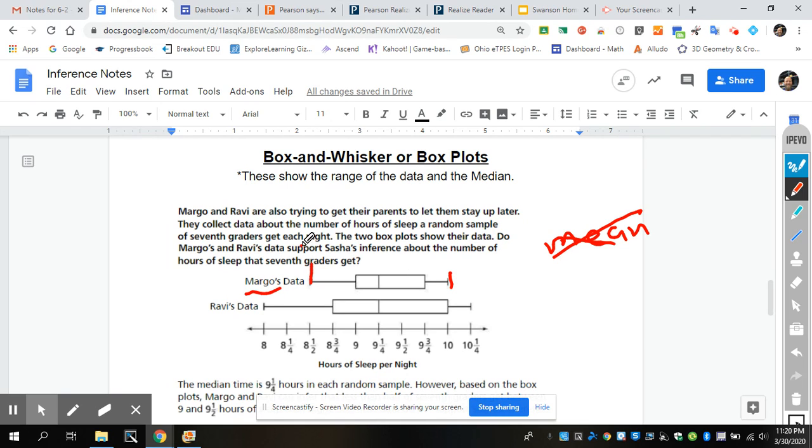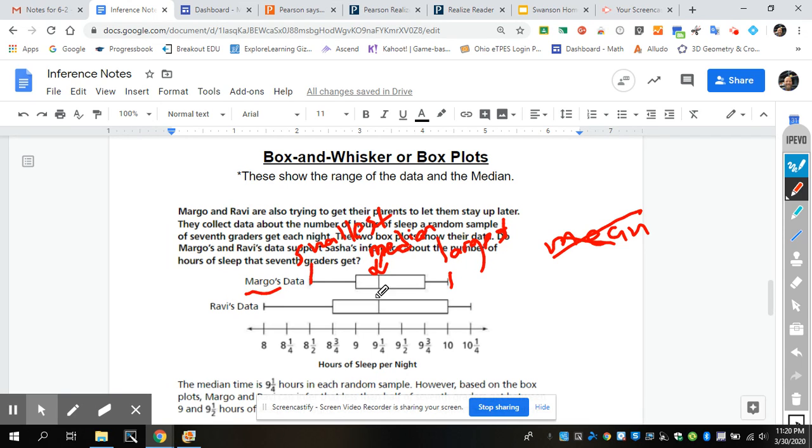This is the smallest data point, and this is the largest data point. What it tells us is the median, the middle number. Okay? The median is that line right there in the middle of our box.